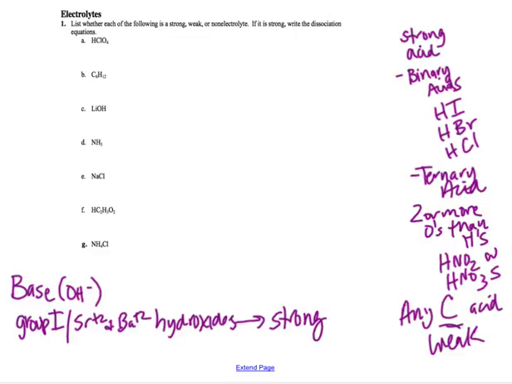Your nitrogenous bases, all your amino acids, your ammonia, amino acids aren't bases. Take that back. Your ammonia, your nitrogenous bases, these are all weak. So if it's not one of these and you know it's a base, if it's not a group 1 or a strontium plus 2 or a barium plus 2 hydroxide, then you know it's going to be a weak base. Ammonia is the consummate weak base.